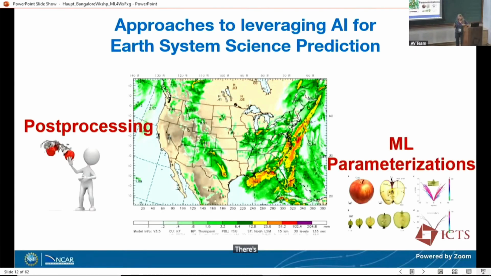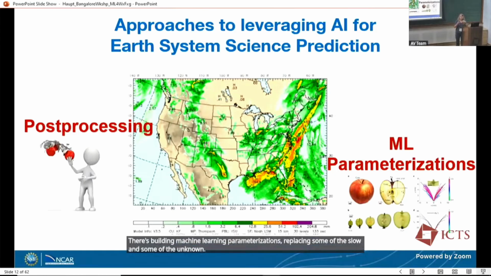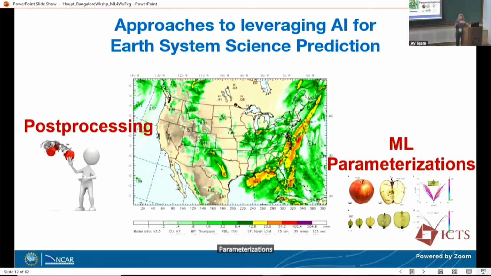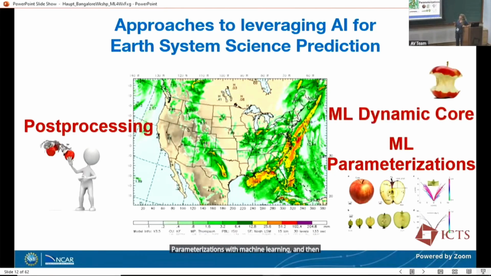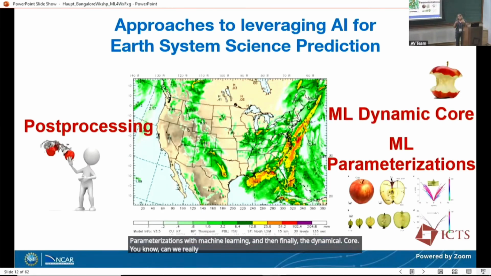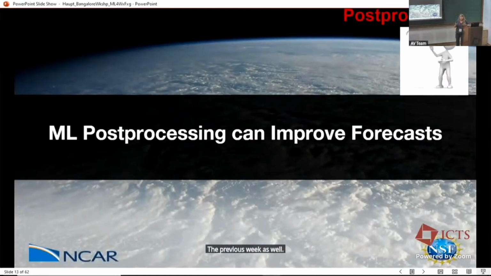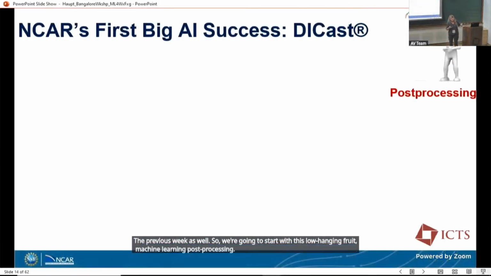There's building machine learning parameterizations, replacing some of the slow and some of the unknown parameterizations with machine learning. And then finally, the dynamical core. Can we really build a whole model based on machine learning? And indeed, we've seen lots of examples this week, and I'm sure you've seen some the previous week as well. So we're going to start with this low-hanging fruit, machine learning post-processing.